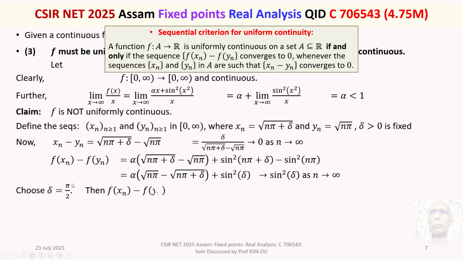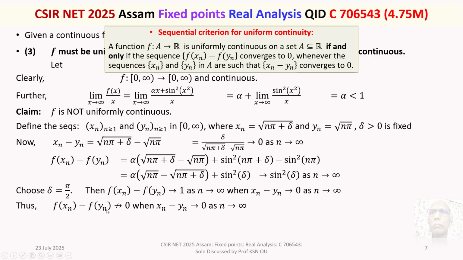Now choose delta equal to pi by 2. Then f of xn minus f of yn converges to 1 as n tends to infinity. Why? It converges to sine square pi by 2, that is 1, while xn minus yn tends to 0 as n tends to infinity. So that means f of xn minus f of yn does not converge to 0 when xn minus yn converges to 0 as n tends to infinity.